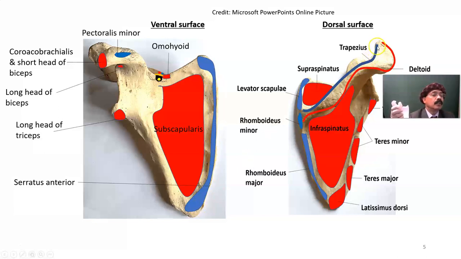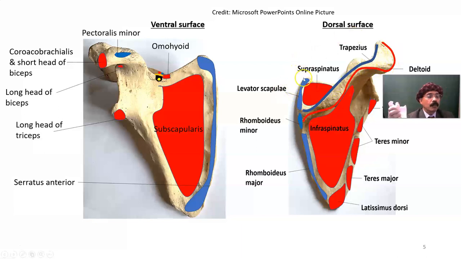Here is the insertion of trapezius, nerve supply by the spinal accessory nerve. Here is the origin of the deltoid muscle, a very long origin. And this is the origin of deltoid muscle, nerve supply by the axillary nerve.